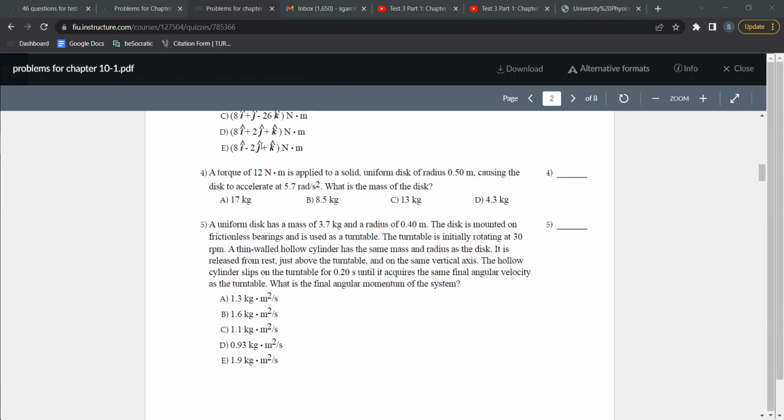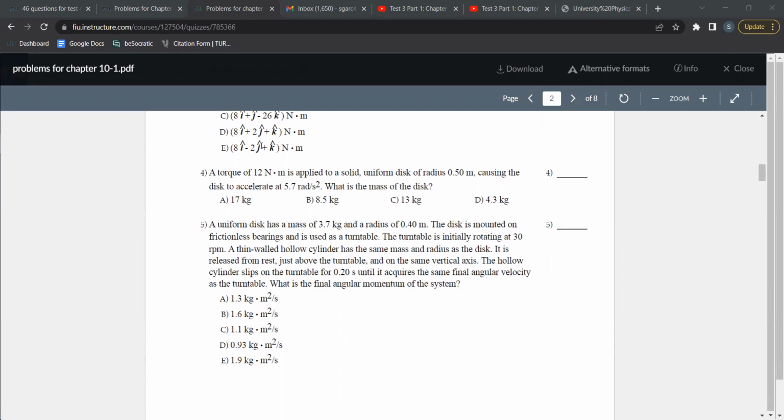So a uniform disk has a mass of 3.7 kilograms and a radius of 0.4 meters. The disk is mounted on a frictionless bearing and is used as a turntable. The turntable is initially rotating at 30 rotations per minute. A thin-walled hollow cylinder has the same mass and radius as the disk. It is released from rest just above the turntable on the same vertical axis. The hollow cylinder slips on the turntable for 0.2 seconds until it acquires the same final angular velocity as the turntable. What is the final angular momentum of the system?